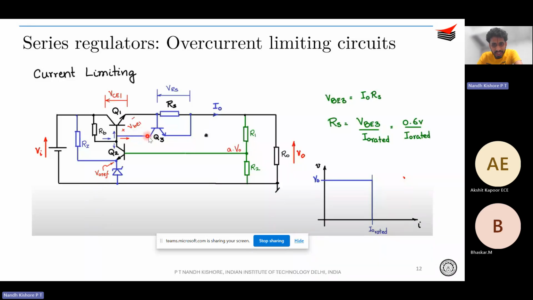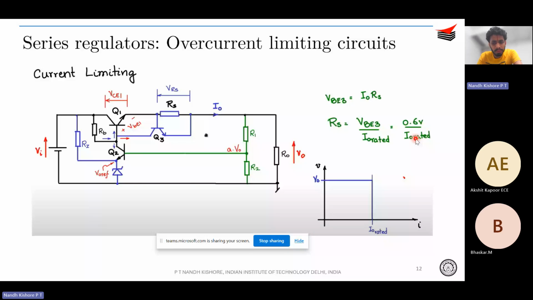Okay, so you understand that what happens is your VBE3, that is the base emitter voltage of Q3, will be equal to I naught into RS, right? So based on that, your RS is designed for the worst case scenario, right? Because this voltage is going to come over here. You understand that VBE3 will be I naught times RS. Therefore, RS is VBE3, which may be 0.6 volts or 0.7 volts, divided by IS.